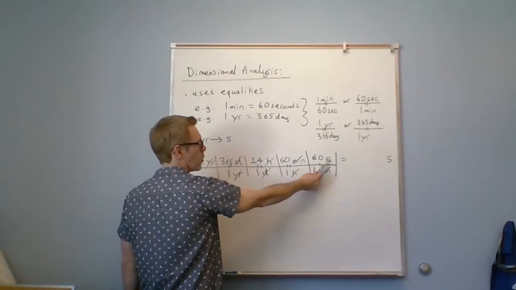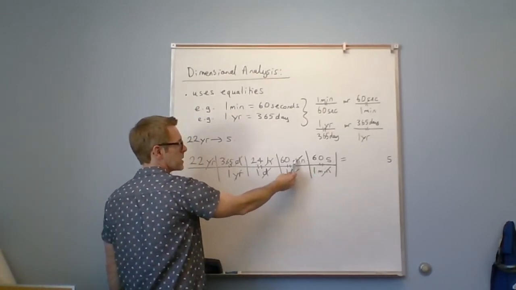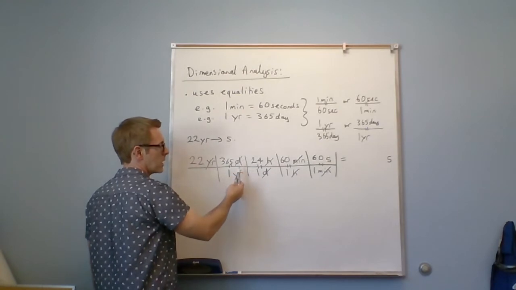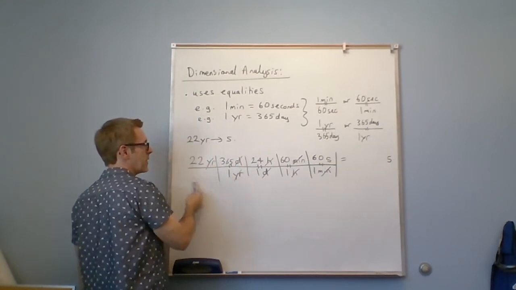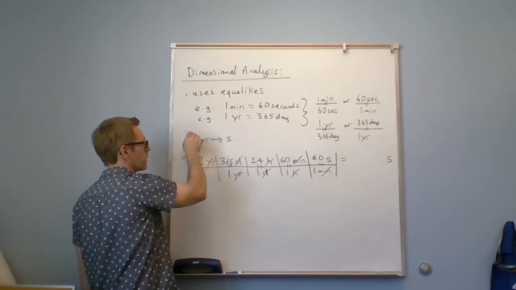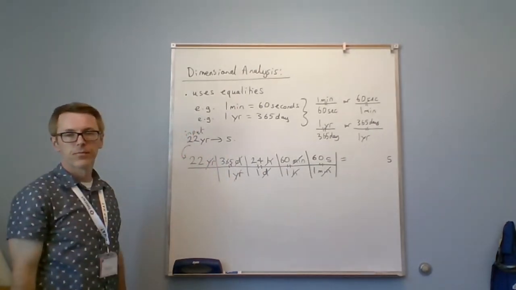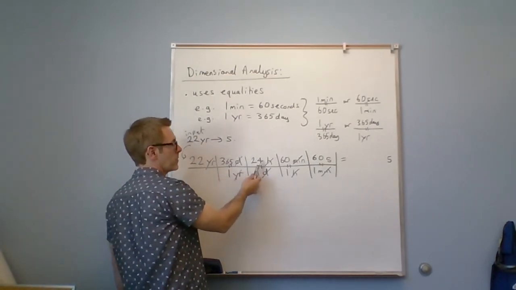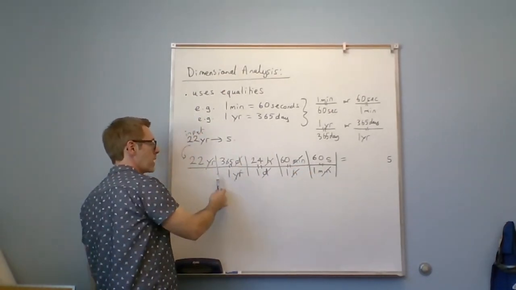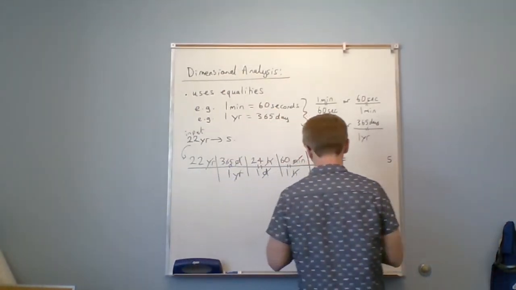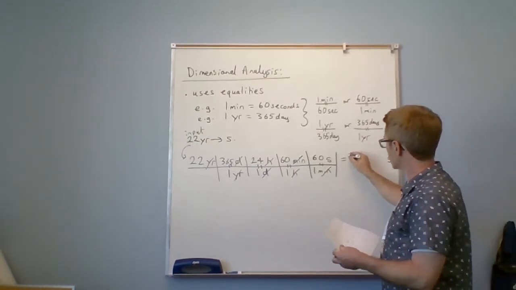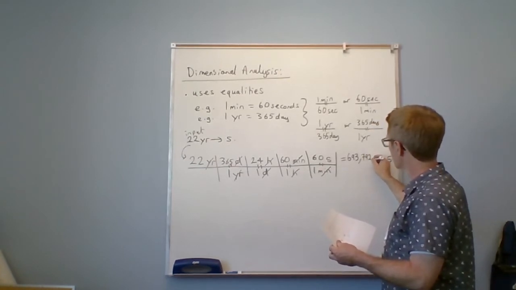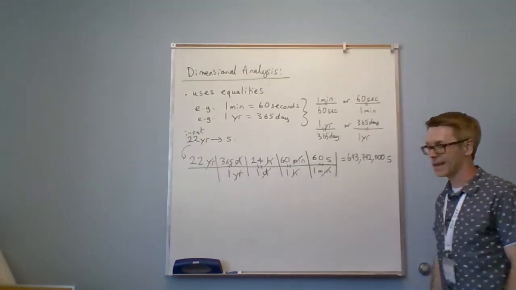So you'll notice you have an equality, the denominator comes up, and this repeats for each equality. And then you finish with your input. You multiply 22 by 365 by 24 by 60 by 60, and then you divide by 1, 1, 1, 1, and you plug this in a calculator, you get 693,792,000 seconds.